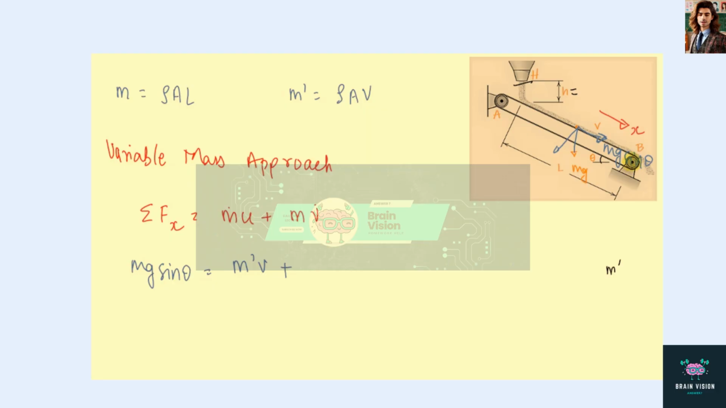Now there is no acceleration for the sand, so this term would be 0. Now for m we have rho A L, so rho A L times g times sine theta equals m dash, which is rho A v, so rho A v times v would become v square. So from here rho and rho will cancel out, area will cancel out, and we'll get the expression for velocity to be the square root of g L sine theta. So this is the required expression that was asked in the question.